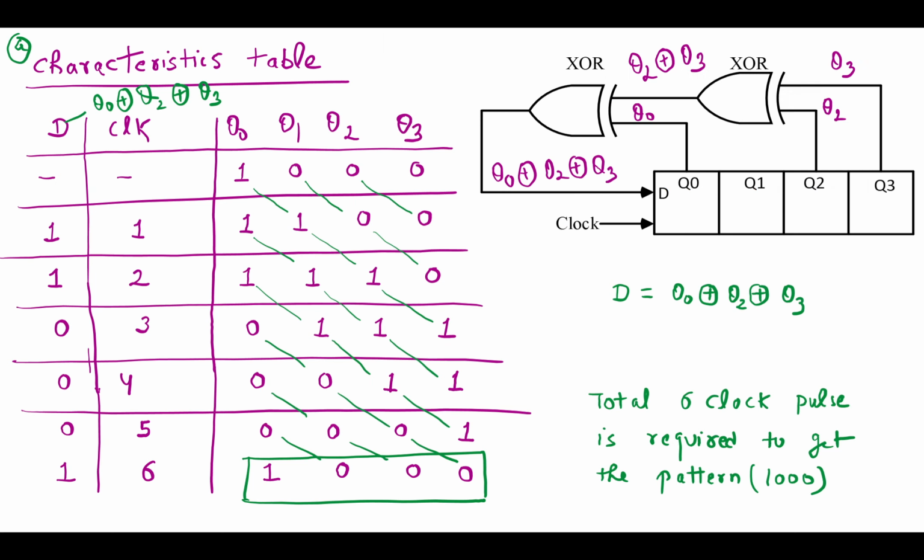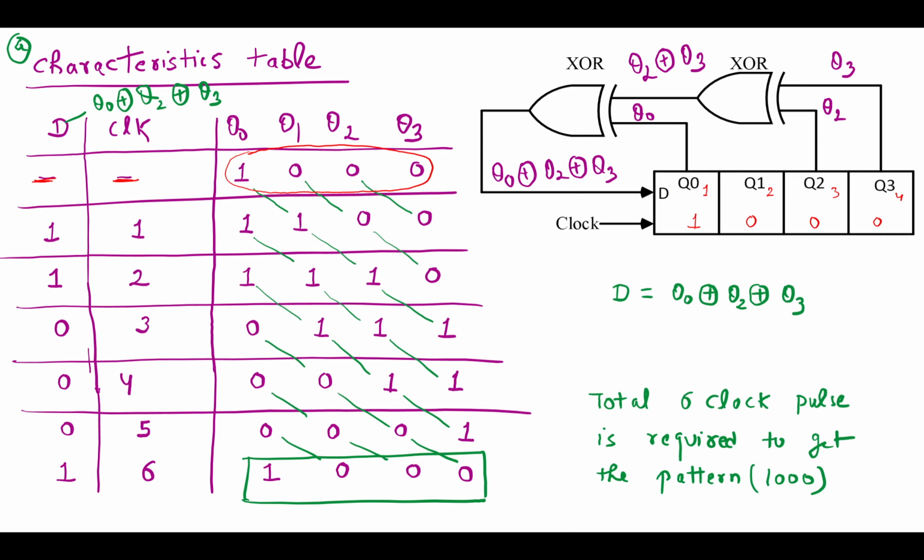So we have to proceed in this way. Initially we are not applying any clock, but initially all the flip-flops have stored some data, already stored as 1000. One condition is that this value is already stored in all the flip-flops: the first flip-flop, second flip-flop, third flip-flop, and fourth flip-flop.